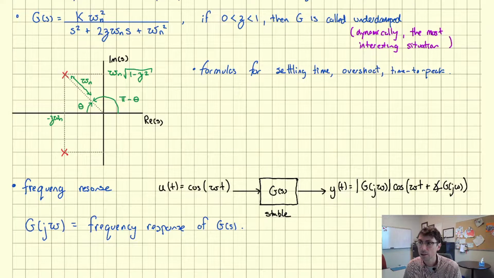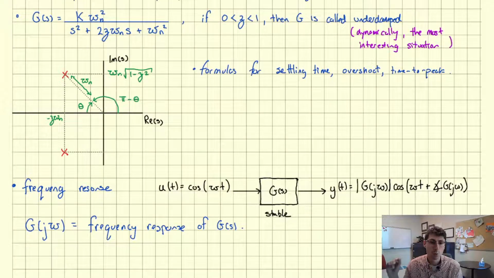That motivated us to call the function G of j omega, which is the transfer function G with s replaced with j omega. So in other words, restrict s to be on the imaginary axis. We called that the frequency response of the system. Okay? And we gave an example last time where we used the frequency response to compute the steady state output due to a particular input. Okay, so we're going to continue from there.